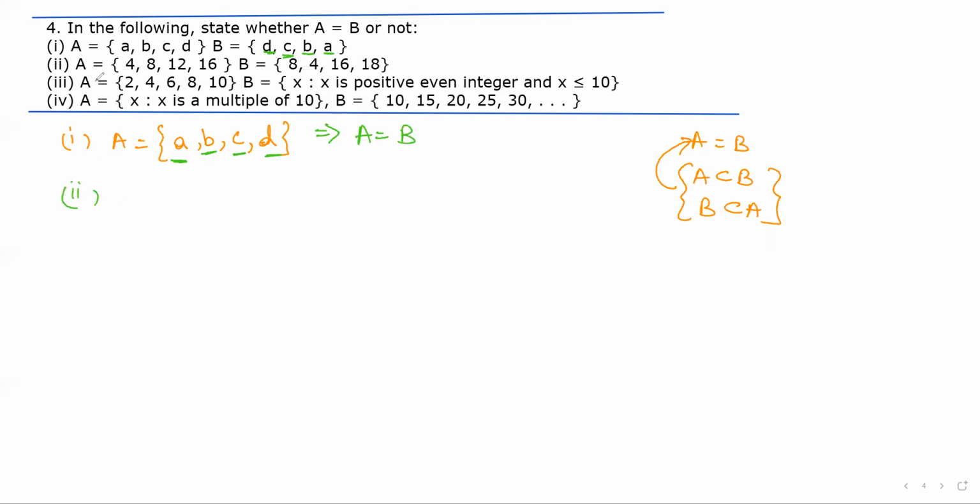Second, A is equal to 4, 8, 12, 16 and B is equal to 8, 4, 16, 18. Now, if you observe, 4 is common, 8 is common, 12 is present over here, 12 is not present here, 16 is common and 18 present in B is not present in A. So here you can see that 16 is an element which belongs to A, but 16 does not belong to B. Similarly, 18 belongs to B, but 18 does not belong to A.